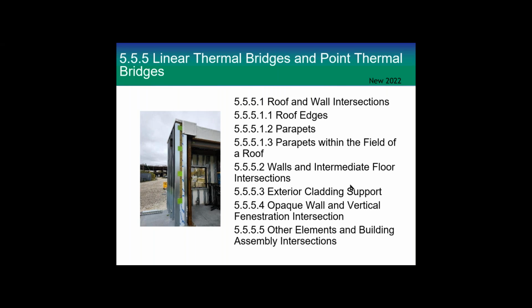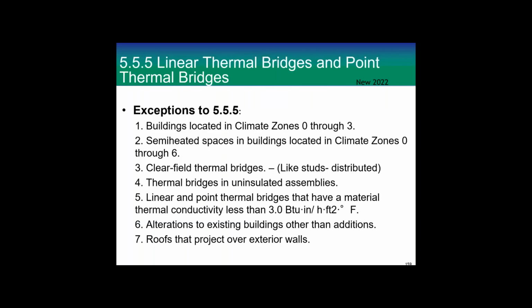Exterior cladding support, opaque walls, and vertical fenestration. Again, holding on the cladding has always been a problem: the tabs and the braces that you put on to hold them on. Then opaque wall and vertical fenestration inserts. This is where the windows and the wall touch each other, not having a thermal break there. Other elements of the building, everything else falls in there. So there's going to be a lot of exceptions.